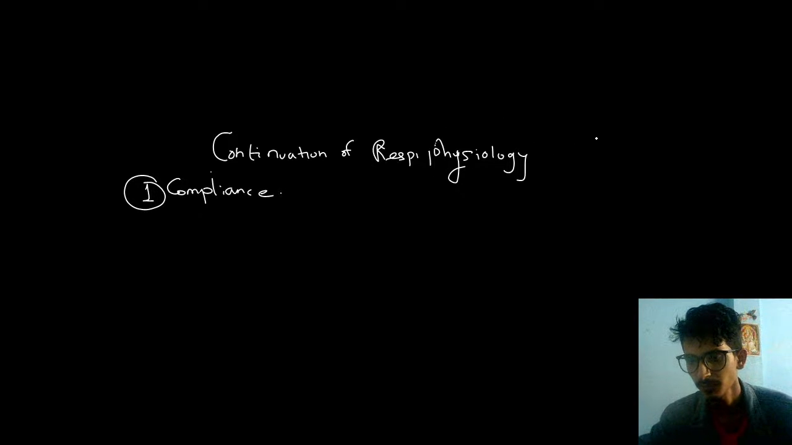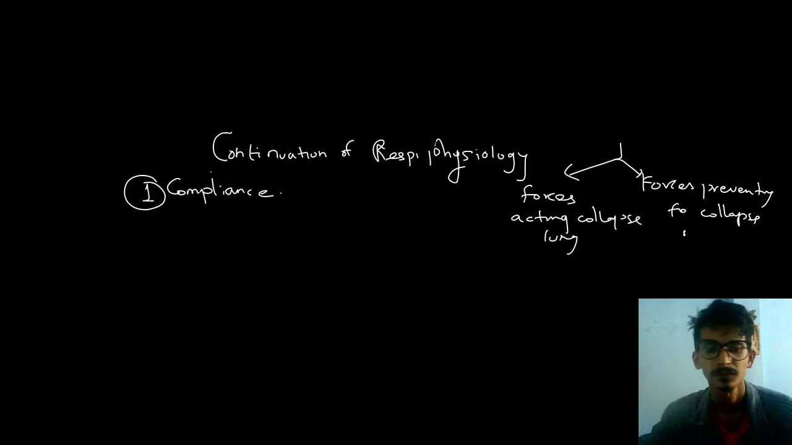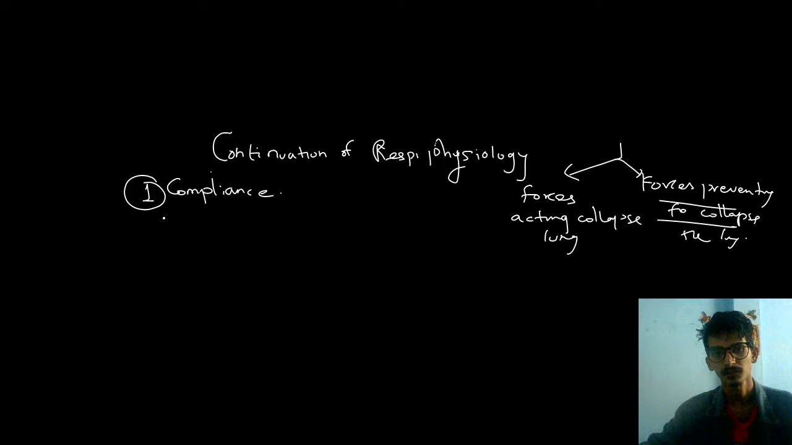There are many factors. First of all, I told that there are some forces acting to collapse the lung, and forces acting to prevent the collapse of the lung. The first factor we have read about is compliance. Now the second factor I would like to focus on is surface tension.